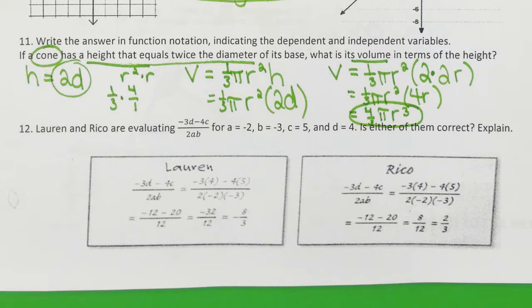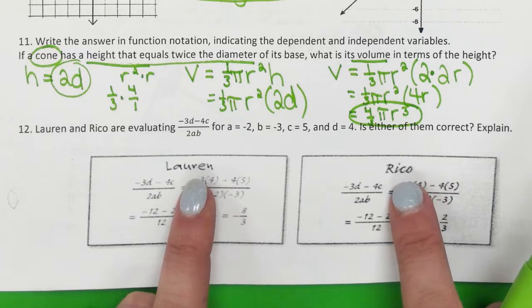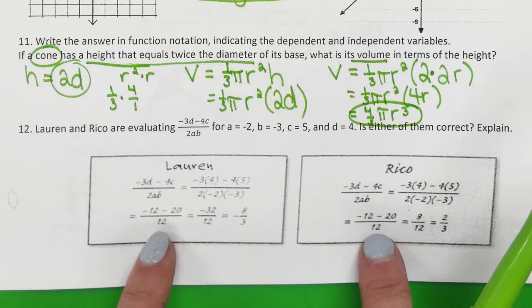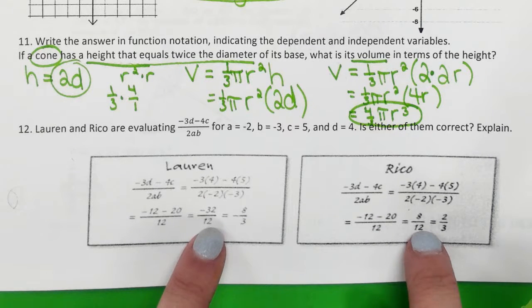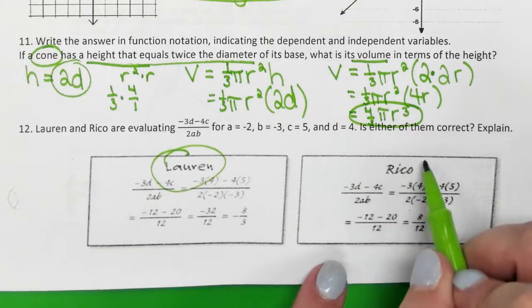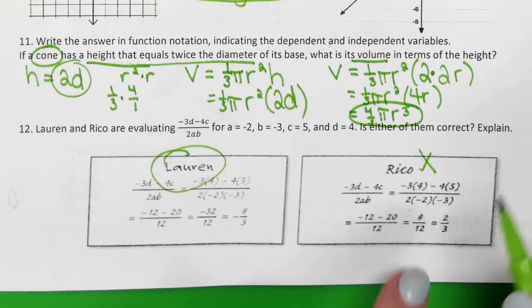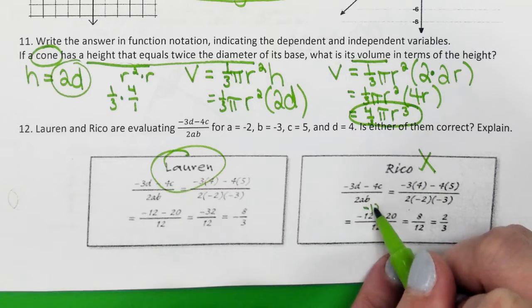All right, what about number 12? Number 12. So you got Lauren and you got Rico. One of them's wrong, so let's figure out who, okay? They both got negative 12 minus 20 over 12, right? Then Lauren got negative 32 over 12, and Rico got 8 over 12. Who's right? Lauren's right. Why is Rico wrong? How did he get 8 over 12? There you go. He got negative 12 plus 20.